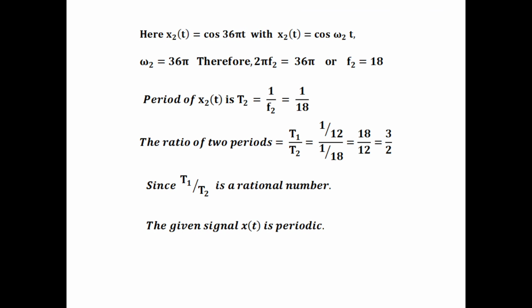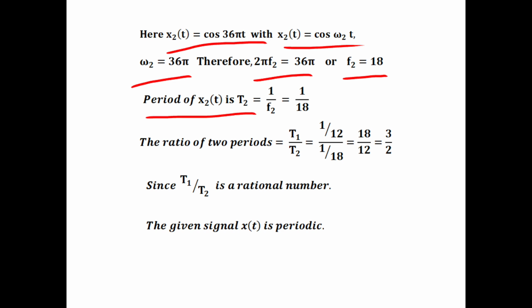In a similar way, we can write the second signal x2 of t as cos 36 pi t and compare it with the general expression, or you can write the coefficient of t as omega 2. Omega 2 is equal to 36 pi. Therefore, 2 pi f2 equal to 36 pi. You can cancel it using the second multiplication table. You will get f2 is equal to 18. So, the reciprocal of frequency will be the fundamental period. So, T2 is equal to 1 by 18.